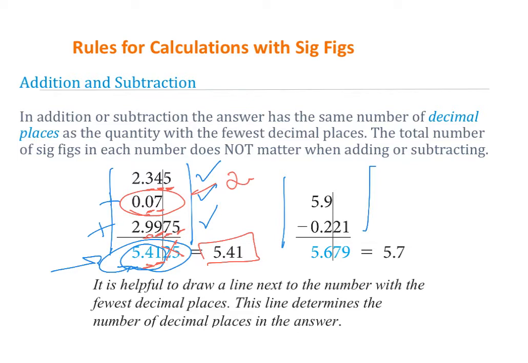The same rules apply with subtraction. This first number only has 1 digit to the right of the decimal. The second number has 3 digits to the right of the decimal. You take the smaller number of digits to the right of the decimal, and that determines how your answer must be expressed. So your calculator is going to give you 5.679, but your answer can only have 1 digit to the right of the decimal.